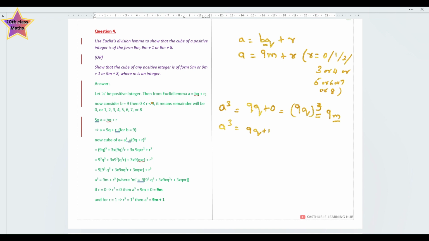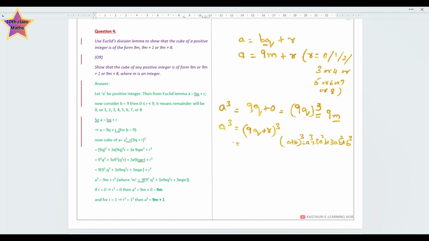Here if it is 9q plus 1, how will you go about it? 9q plus 1 whole cube. That will come like this, 9q plus r whole cube. So for the whole thing we will take one general common form into the final division. So a cube is equal to 9q plus r whole cube. If you take a plus b whole cube, what is the formula? a plus b whole cube equal to a cube plus 3a square b plus 3ab square plus b cube. This is our formula, and this is in the form of a plus b whole cube. Therefore, we are applying this formula.